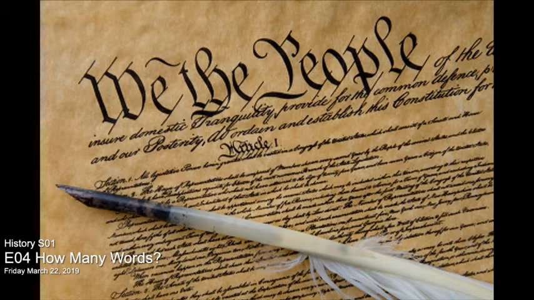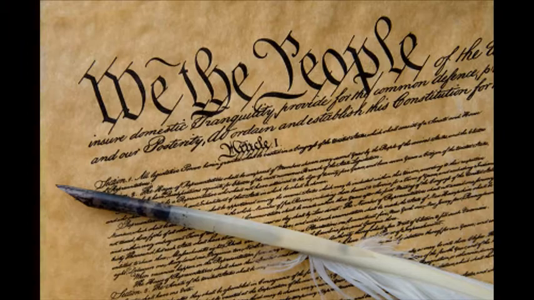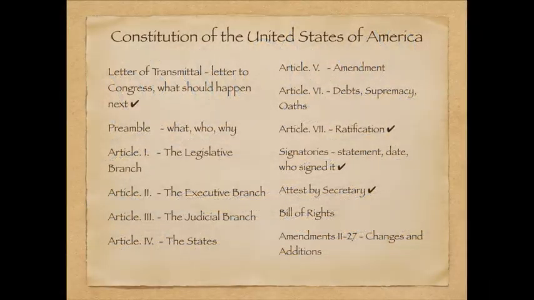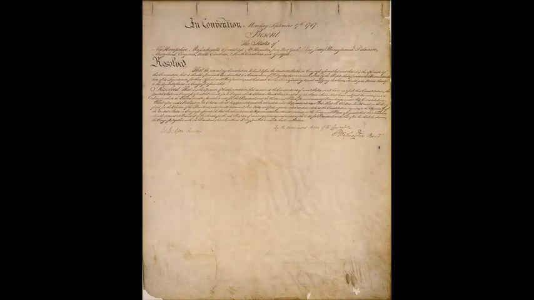Now, if you remember, what I did was I broke up the Constitution into a bunch of different parts. And so we can look at them one at a time. The first thing was the letter of transmittal, and that's the letter to Congress. And actually, if you want to look at the original, this is what it looks like here. That's the letter of transmittal. But that's not actually part of the Constitution. That was just a cover letter that came with the Constitution.